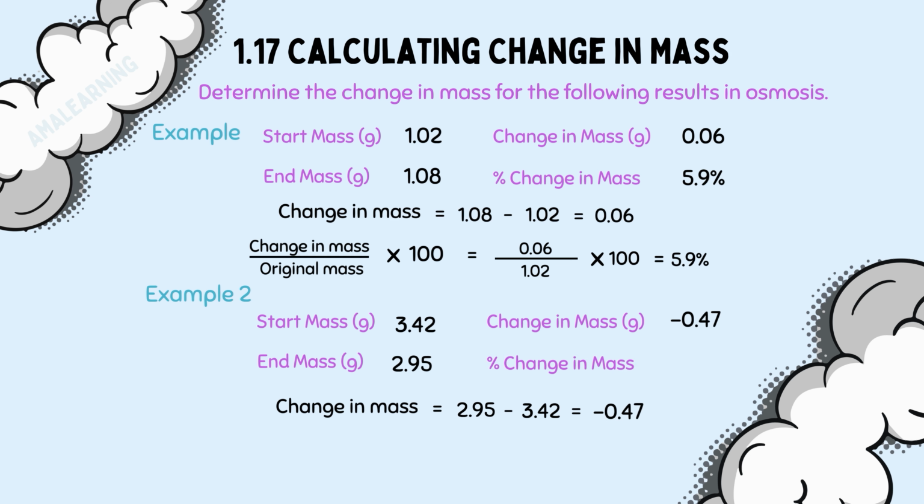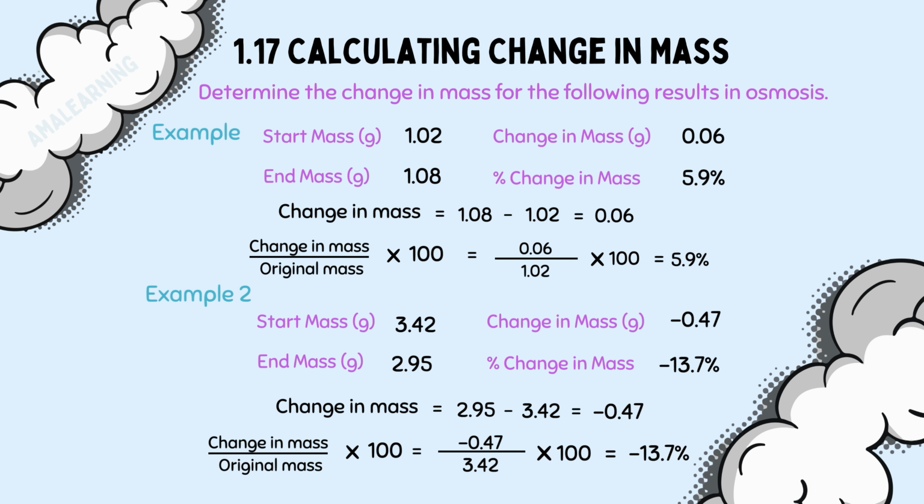The percentage change is the change in mass divided by the original mass multiplied by 100. In this case, the calculation is therefore minus 0.47 grams, which is the change in mass, divided by 3.42 grams, which is the original mass multiplied by 100, which equals minus 13.7%.